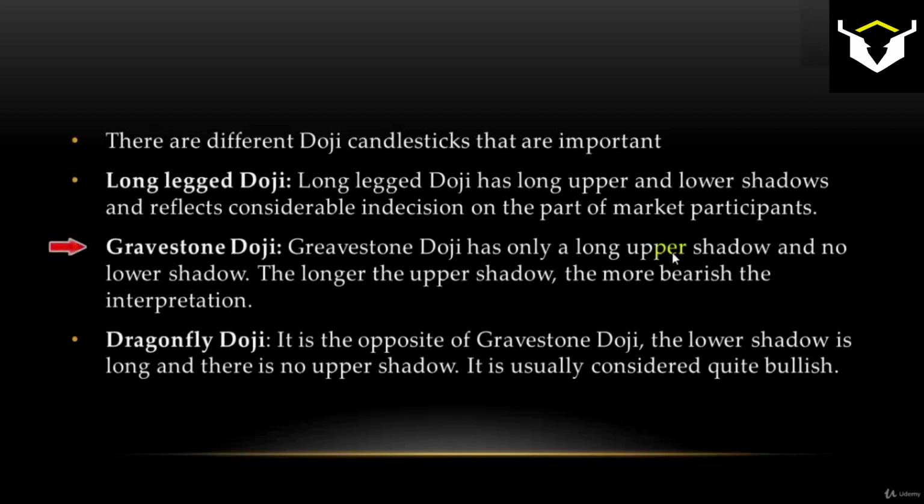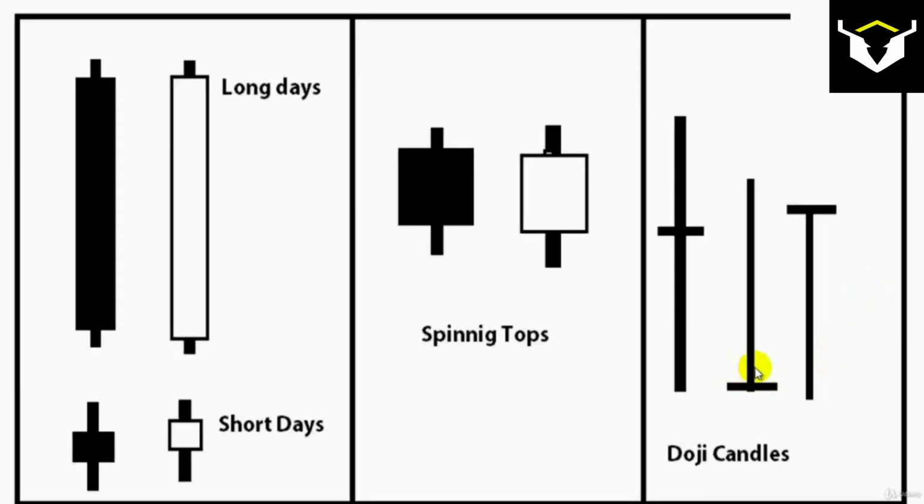Next is a gravestone doji. Gravestone doji has only a long upper shadow and no lower shadow. The longer the upper shadow, the more bearish the interpretation. This is a gravestone doji candle, the second in line. It has a longer upper shadow and an unchanged body. This is a bearish candlestick pattern.